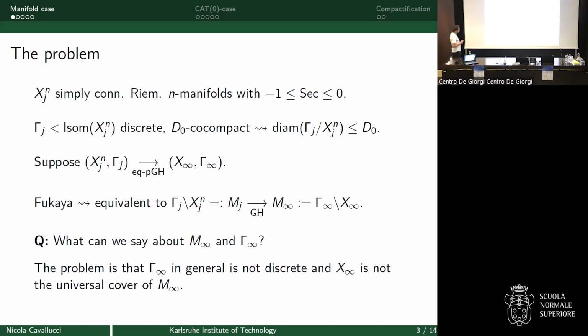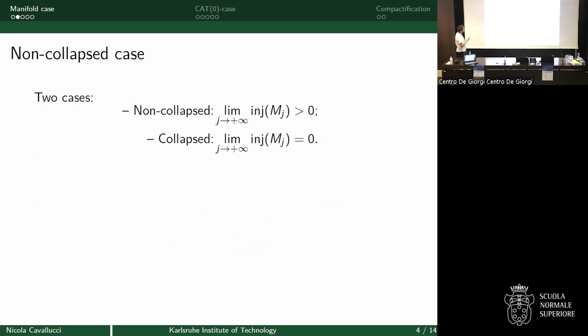And what we want to do is to say something, or everything, about the limit space, the limit quotient, and the limit group. Now, the difficult part here is that I'm not assuming anything on the injectivity radius, just the bound on the curvature, and in general, the limit group is not discrete, and so the limit space is not the universal cover of this space. There is not a natural relation between these two. So we have to say something, okay?